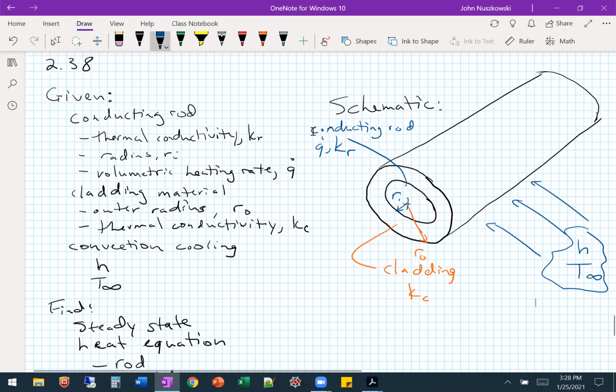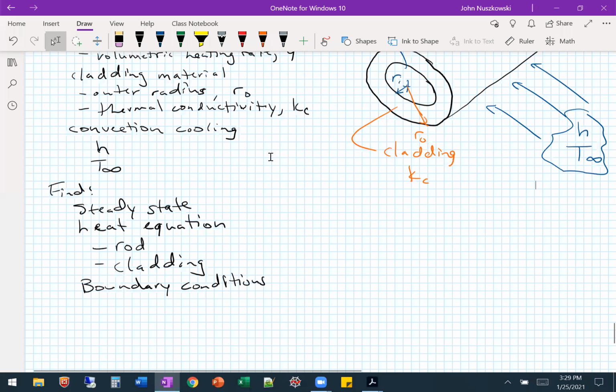Any questions? All right, so we have a conducting rod in the center, okay, and then the cladding material outside of that. The conducting material, they give us thermal conductivity, the radius of it, volumetric heating, and the cladding material is non-conducting. It has an outer radius and a thermal conductivity, and then we have convection cooling on the outside surface. They want us to get the heat equation for each and the boundary conditions.